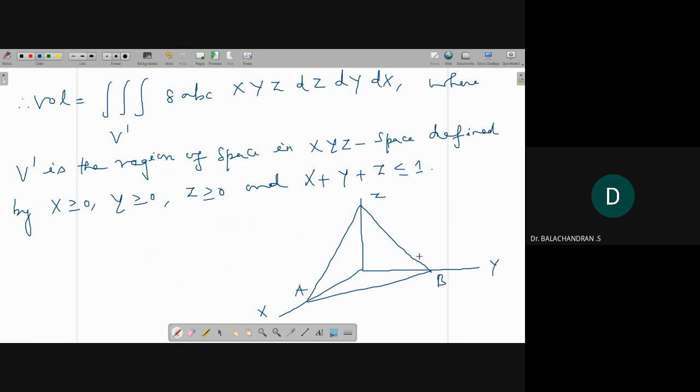A, B, C, this is origin. So this is 1 comma 0 comma 0, this is 0 comma 1 comma 0, this is 0 comma 0 comma 1.